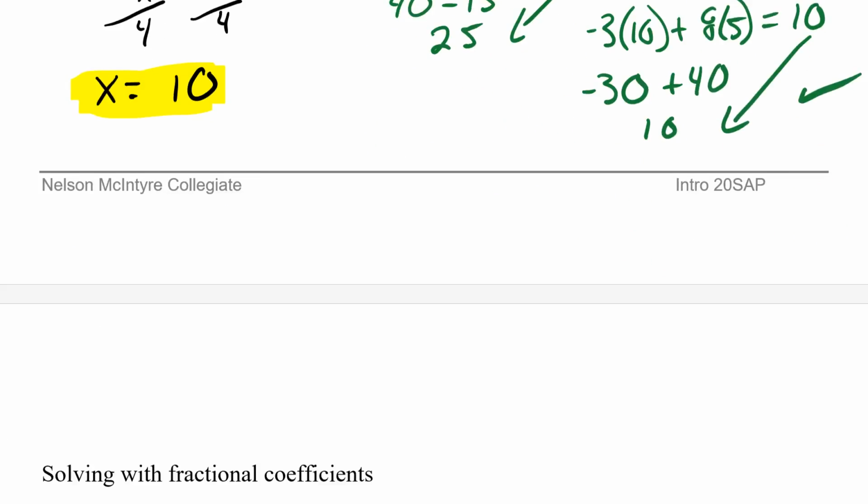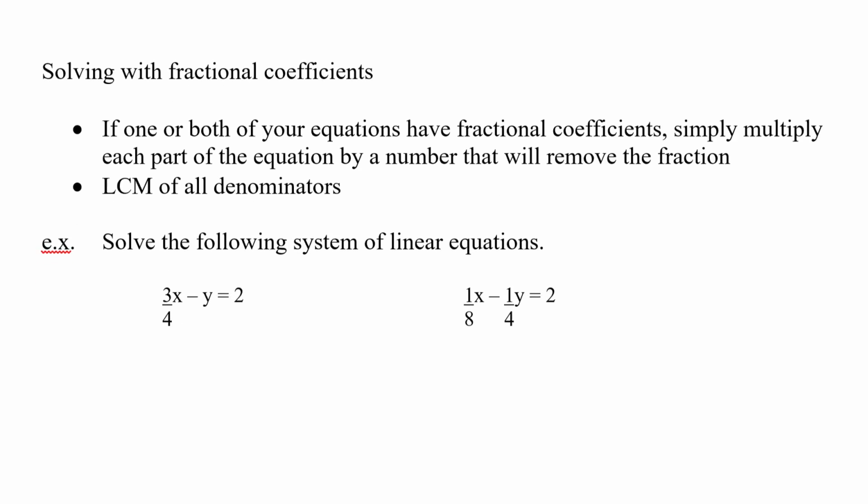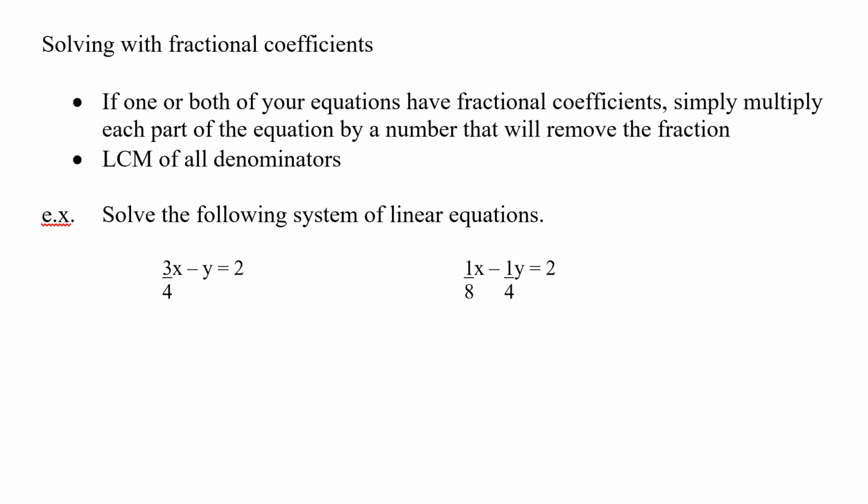Okay, so now what happens in our very tough equations where I've got fractional coefficients? Well, with fractional coefficients, again, we've got to get the LCM, lowest common multiple, of all denominators. So let's do the first one here: 3/4 x minus y equals 2. Well, there's only one denominator, so the LCM is 4. So I'm going to times everything by 4.